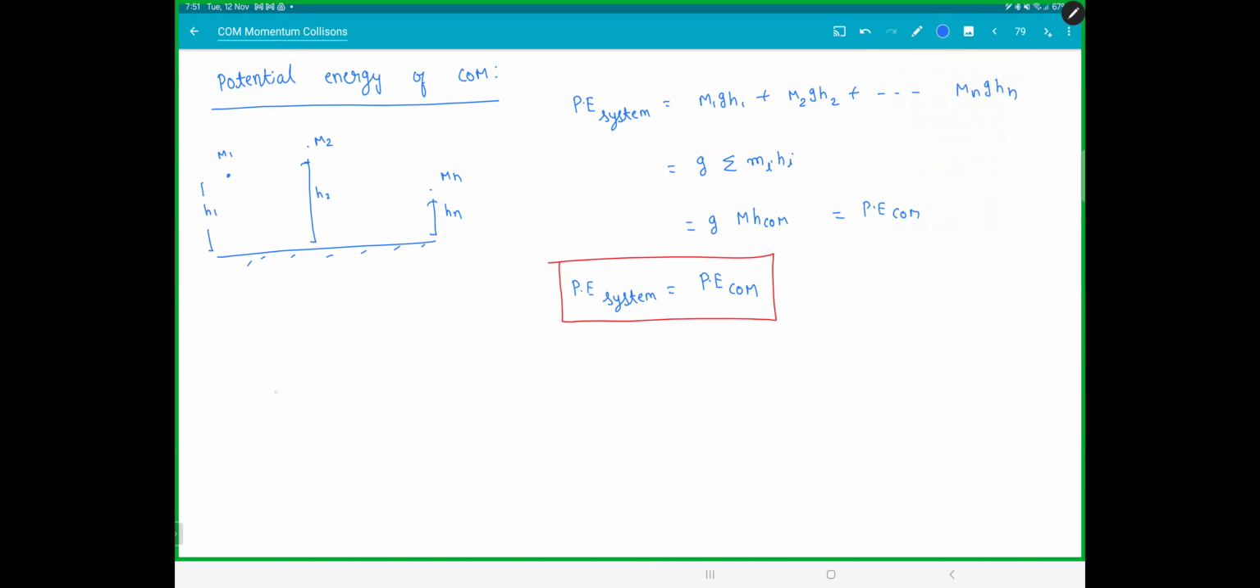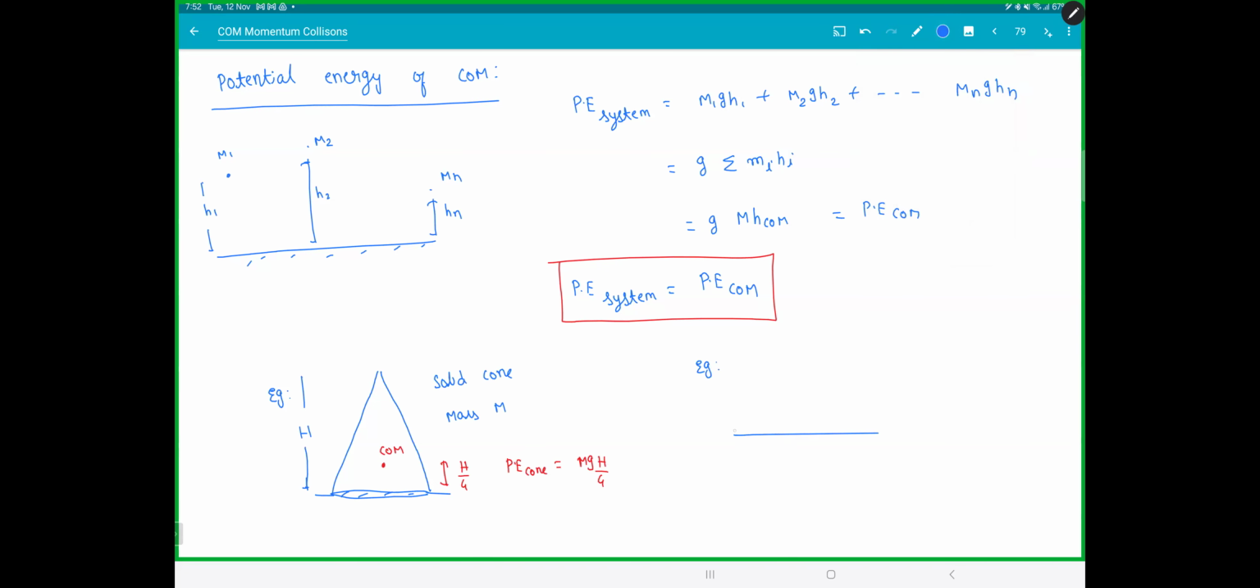Example. If someone comes and asks you, there is a solid cone here, mass m and height h, and they ask you what is the potential energy of this cone. You know the center of mass is at h by 4. So the potential energy of this cone is mg h by 4. Do you guys remember this? We did it in work power energy for chain problems. We used to replace all the mass at the center and we used to say the potential energy of the chain is mg L by 2.